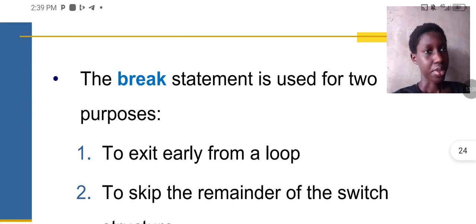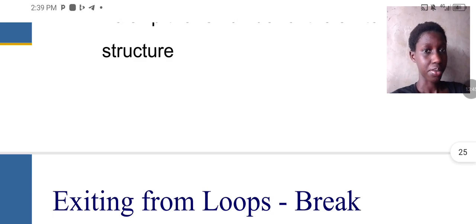The break statement is used for two purposes: one, to exit early from a loop, and two, to skip the remainder of the switch. The first one is, if it's an iteration statement, the break helps to exit early from the loop. But if it's a switch statement, it helps you skip the remainder of the switch structure.